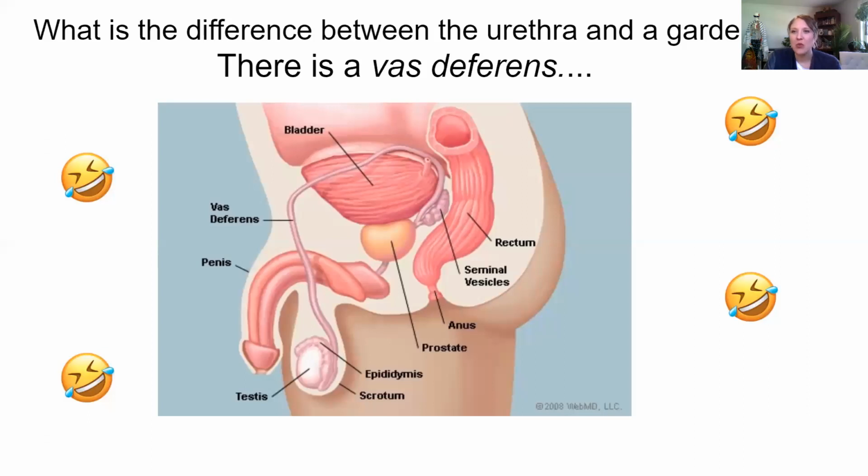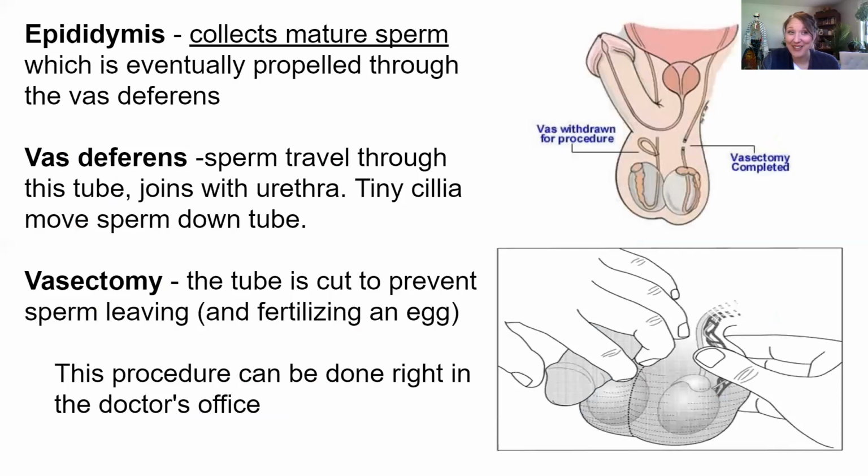And this leads me to one of my favorite jokes in all of the reproductive system, which is, what is the difference between a urethra and a garden hose? Well, there's a vast difference. I'm going to hold and pause for your laughter.